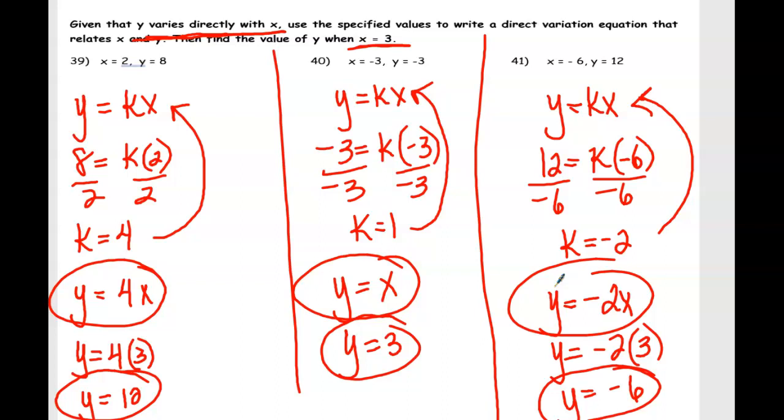All right, so again, I want you to pause the video and try 42, 43, and 44 and look at the key on Schoology to make sure that you got them right.